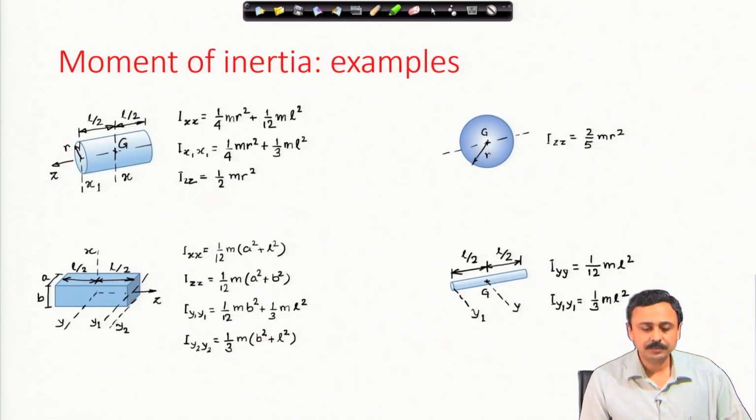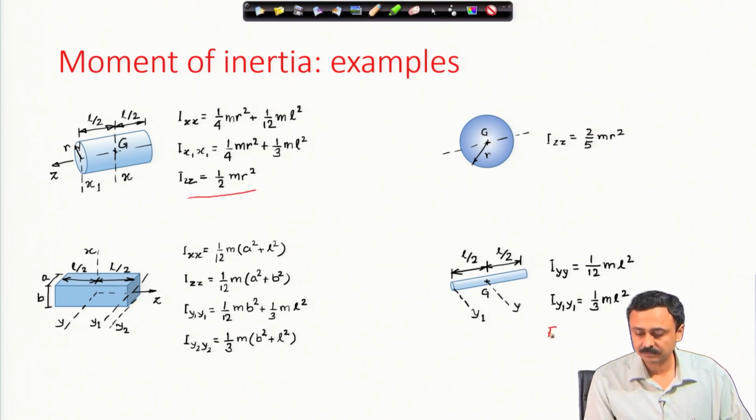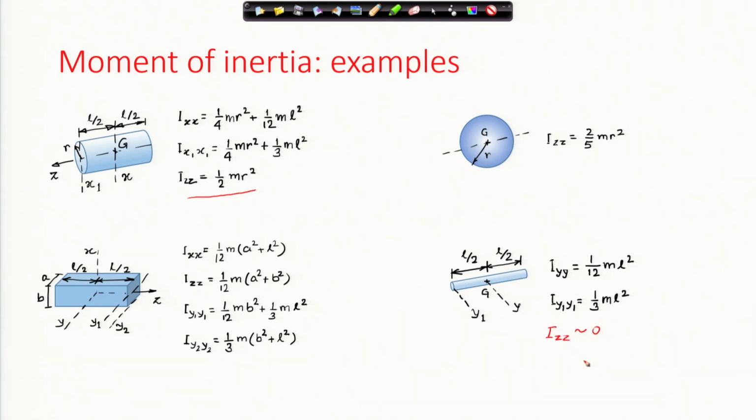These are some moments of inertia terms for regular bodies, which you already know. This is just a recapitulation for a cylinder, for a block, for a sphere, the simplest, and for a slender rod. For a slender rod, you will notice the difference between a cylinder and a slender rod is that Izz here is 0, though it will never be actually 0 in any realistic situation, but this is negligible.